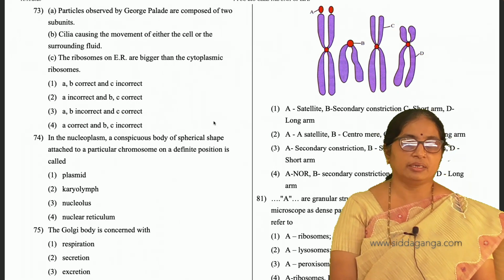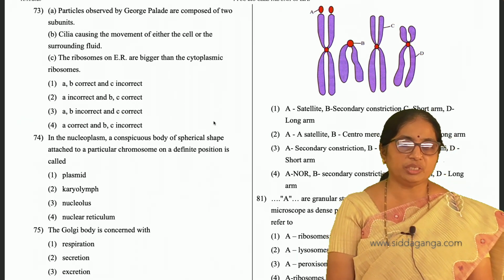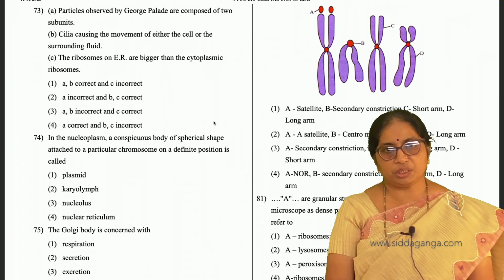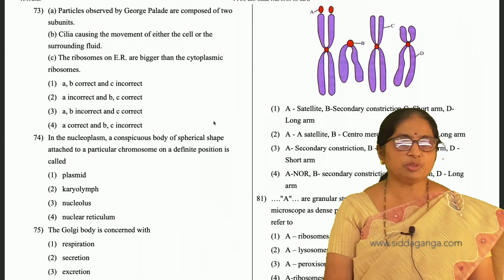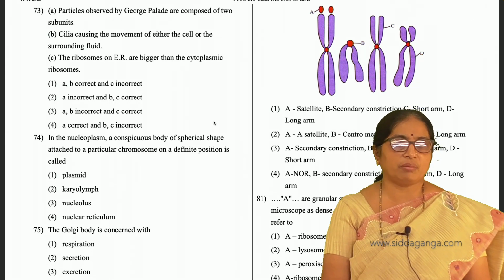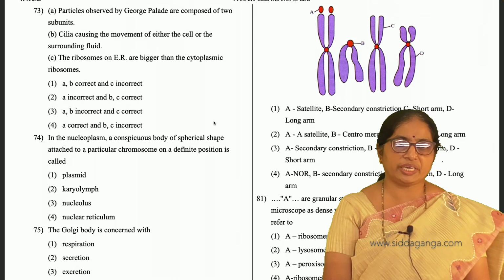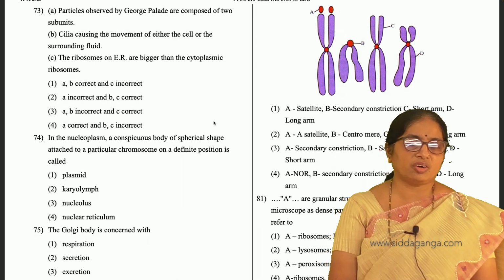Of course, they are locomotory structures in unicellular organisms like the paramecium. So, that statement is also correct. The ribosomes on endoplasmic reticulum are bigger than the cytoplasmic ribosomes. No, they are of the same size. Therefore, you cannot go with that.